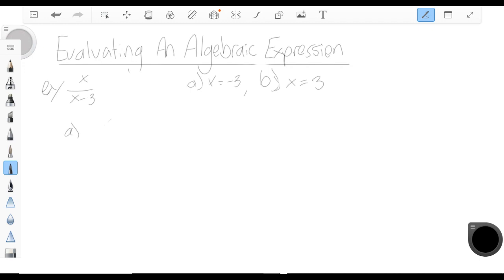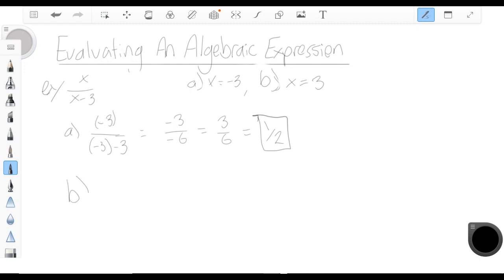So all we're going to do is plug in negative 3 for x for the first one and see what happens. So we have negative 3 for the x, negative 3 minus 3 on the bottom. We have negative 3 on the top, and then negative 3 minus another 3 gives us a negative 6. The negatives cancel out. Negative divided by a negative gives us a positive. And 3 over 6 reduces to 1/2.